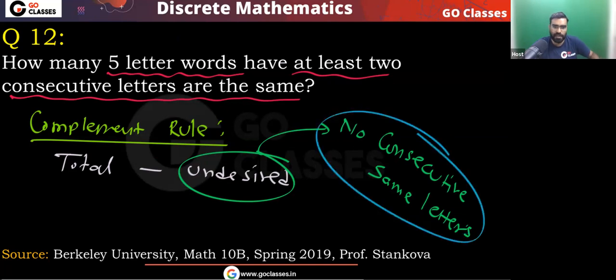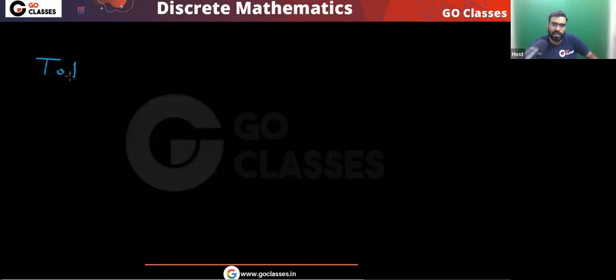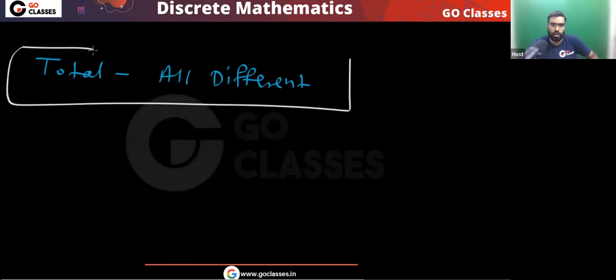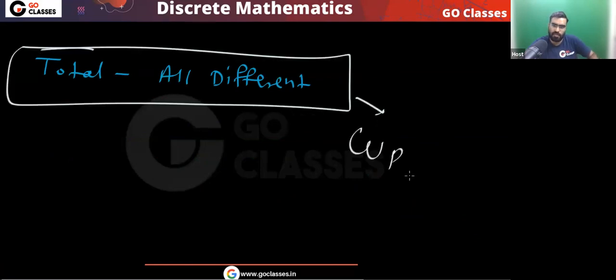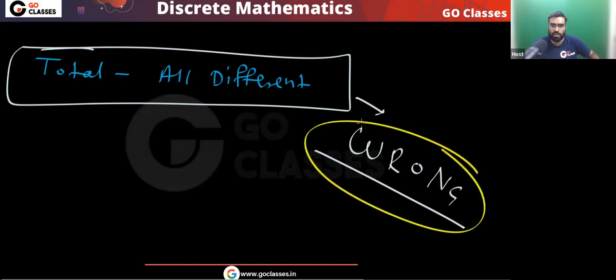Or all different. Is that undesired? Is this the correct answer? Total minus all different. Please tell me. This is wrong. And in the GATE exam, if this question comes, many students will give this answer. I can guarantee you that one option will be this. But this is wrong. Why is this wrong?